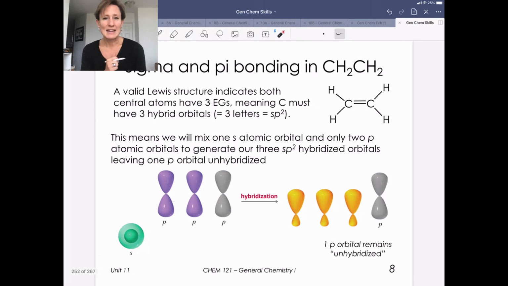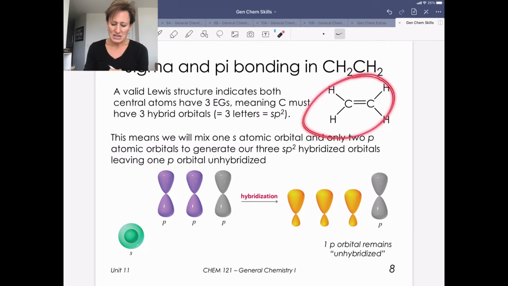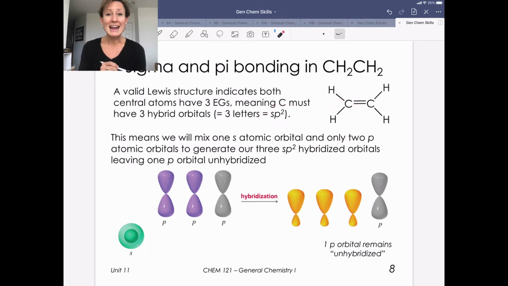Let's move on to something that has double bonds here. Something that has double bonds will always have sigma bonding. We're always going to have single bonds, but then layered on top of that, you might have pi bonding. So again, here's a valid Lewis structure for CH2CH2. This is called ethene. Okay, so this structure here, again, we're going to have hybridization on this carbon atom that's sp2 because this code would be AX3, 3 things around that central atom.